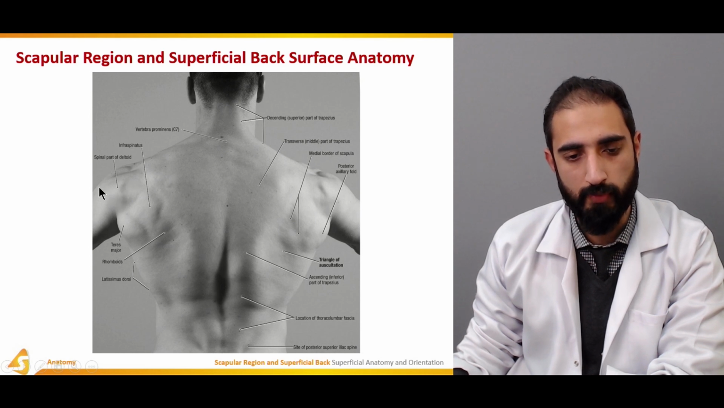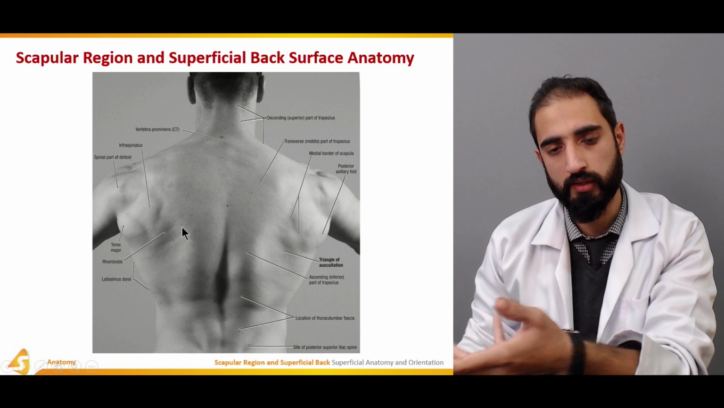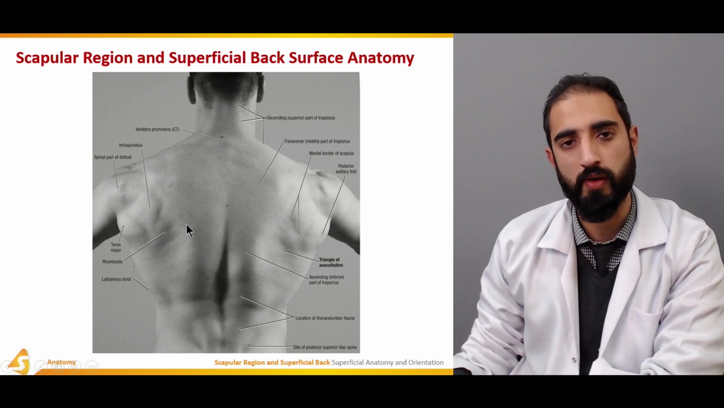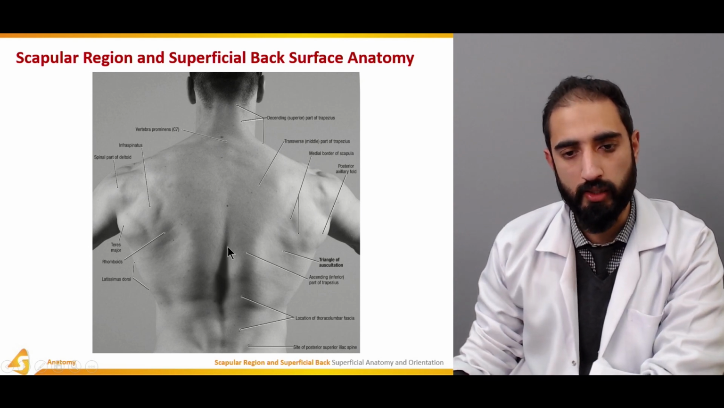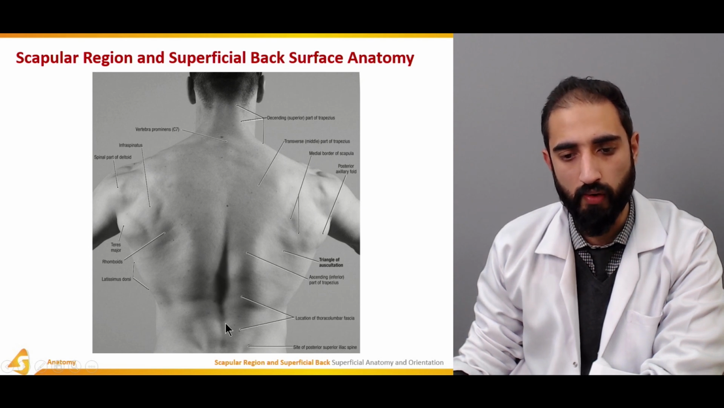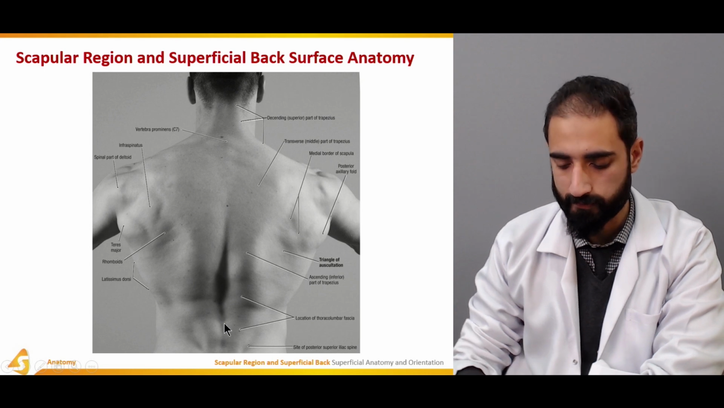Here we have the middle aspect of the deltoid, and on the anterior or the ventral aspect we have the anterior aspect of the deltoid. And here we can see, due to the prominent bulk of the erector spinae, that there is actually a depression in the center of the lower back.